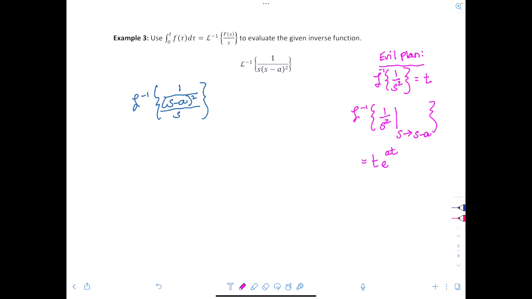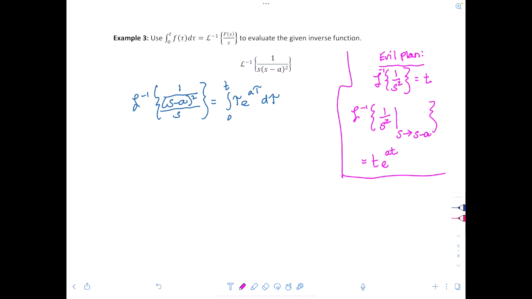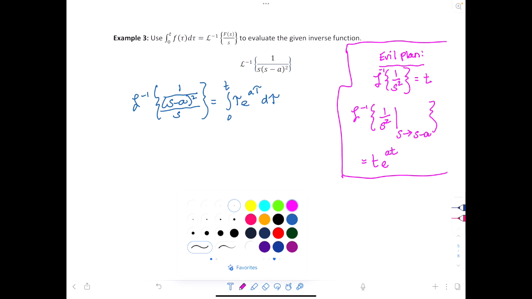Cool. And so here's the beauty of it. We know that transform now, and that's not a hard integral to do. So this will end up being equal to the integral from 0 to t of tau e to the a tau d tau. So that was the first part of our evil plan. You can also look at the table of the Laplace transforms if you spaced out on that.